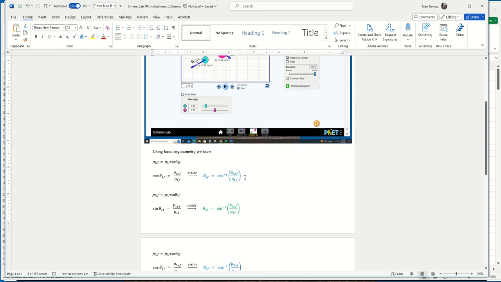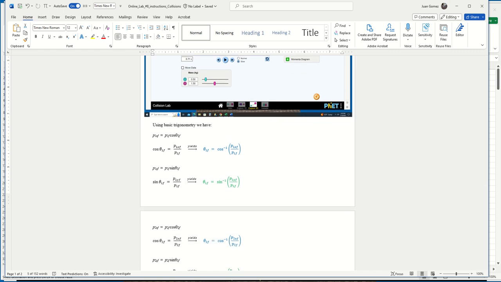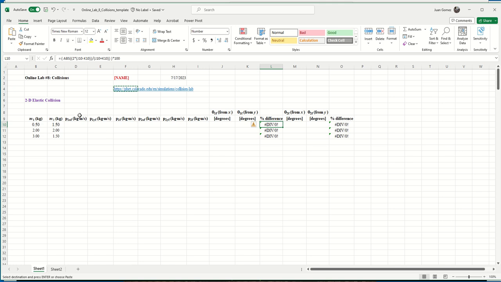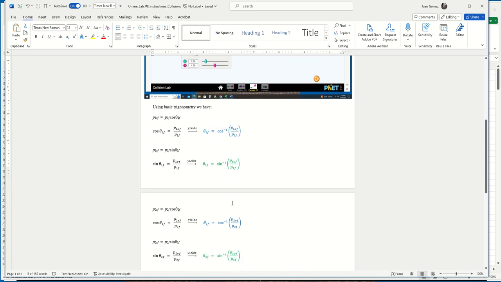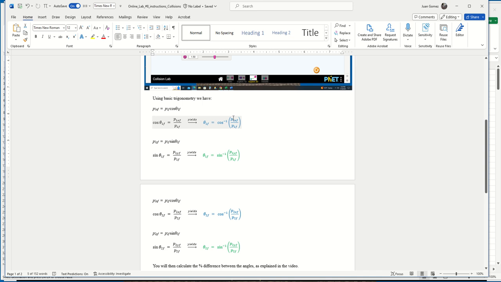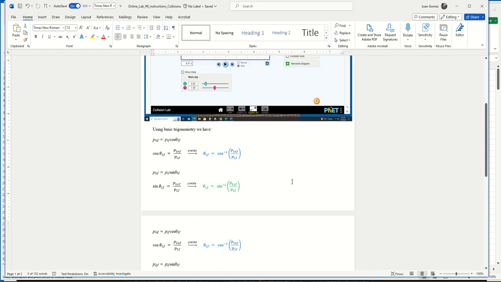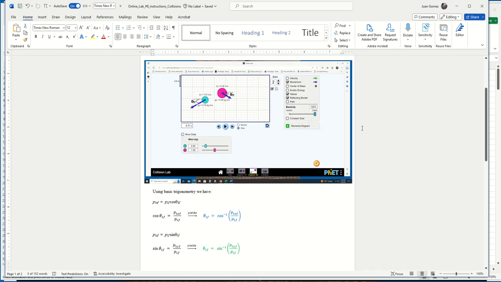So what we need to do is enter the arc cosine and arc sine formulas into our spreadsheet. Actually, I'm getting ahead of myself, let me go back a step. What we want to calculate is theta 1 final and theta 2 final. With each one, you can do it using the x direction or the y direction. And again, what are those angles? Right there in the figure.